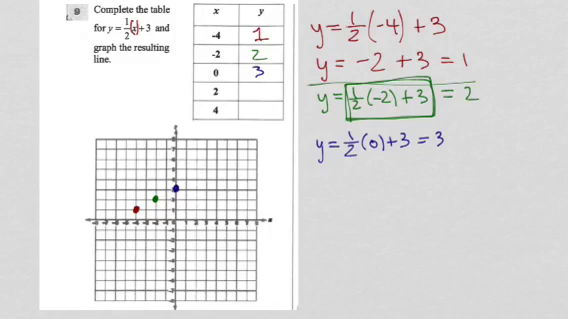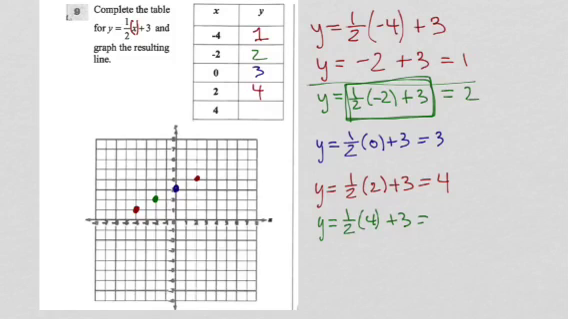All right, next one, plug in a 2. So y equals 1/2 of 2 plus 3. Half of 2 is 1, plus 3 makes 4. Now I graph that one over 2, up 4. And then one more, putting in a 4. Y equals 1/2 of 4 plus 3.